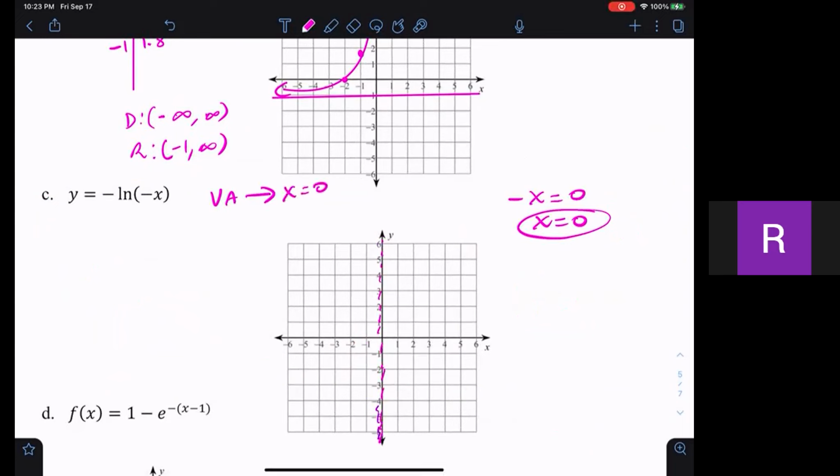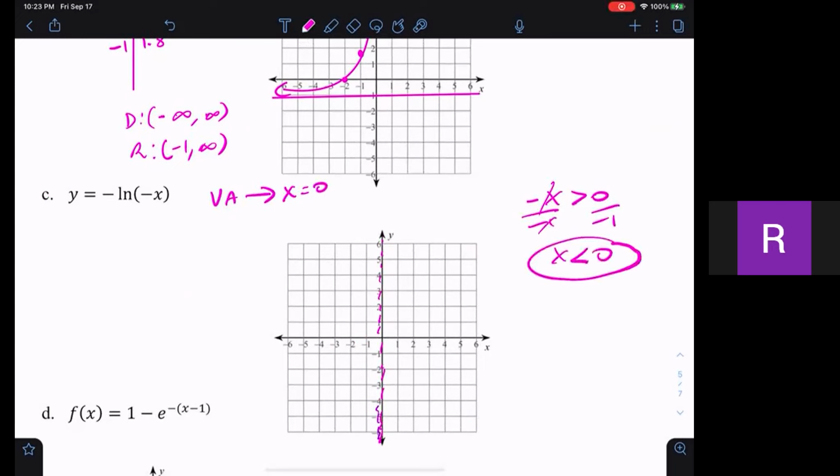Now, you need to find out, if you want to find the domain, remember the domain is -x greater than 0. So divide by -1. When you divide the inequality by a negative number, the inequality flips, right? So that's going to be x less than 0. So all numbers less than 0, that would be the domain, right?